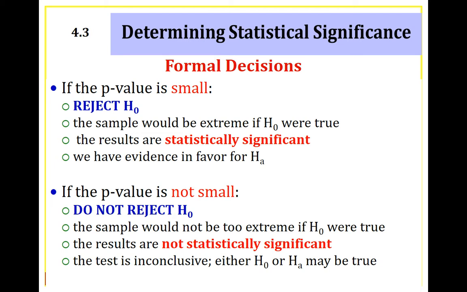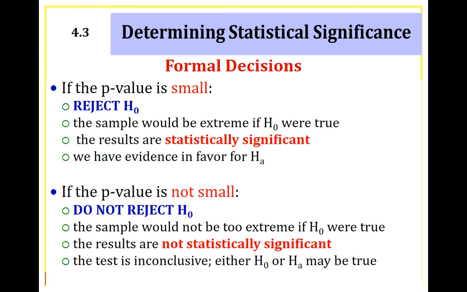If the p-value is small, remember small means tiny, we'll talk about tiny, we will reject H0. That doesn't mean that's the same as accepting something. It means that we have a sample that would be extreme if H0 were true. So we have evidence, we have supporting statistical values that say, hey, I can show you data that says the normal is not normal. These results make this statistically significant. That's if the p-value is small, okay?